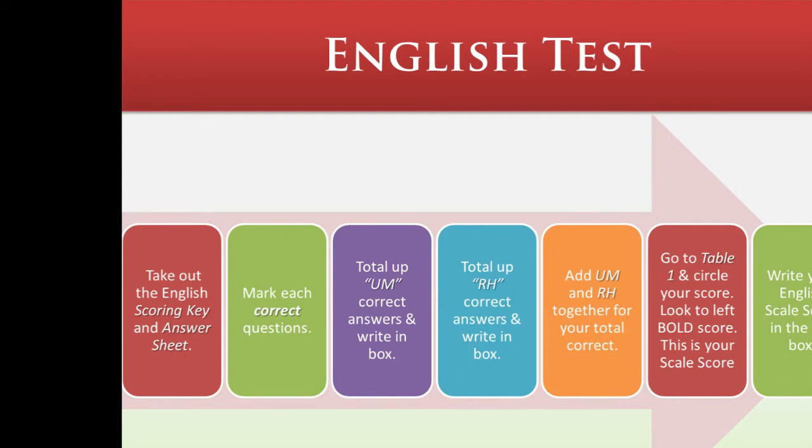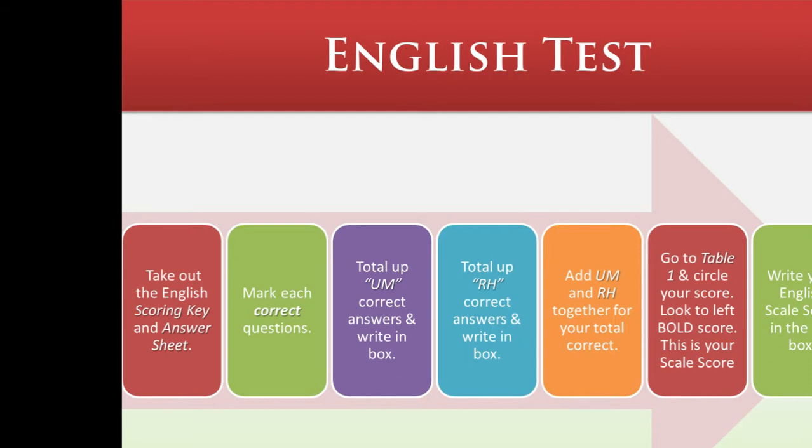Next, you're going to total up the rhetorical skills questions that you got correct. Count them up now in the next column. Once you have that total, place it at the bottom of the sheet. Now you have the total number of rhetorical skills questions that you've gotten correct. Your next step is to add these two numbers together.